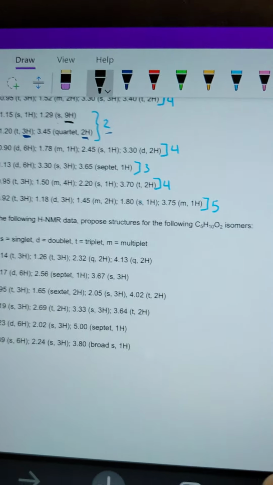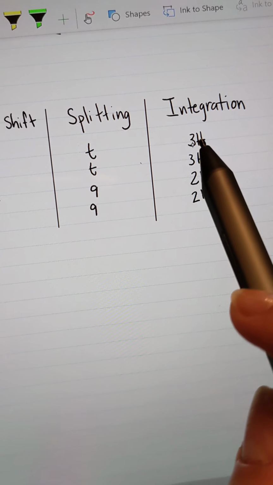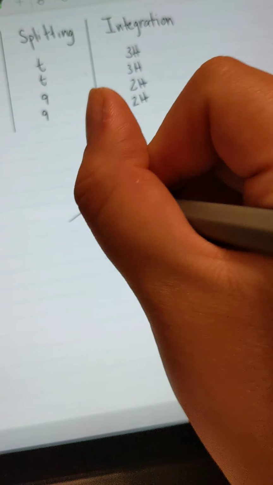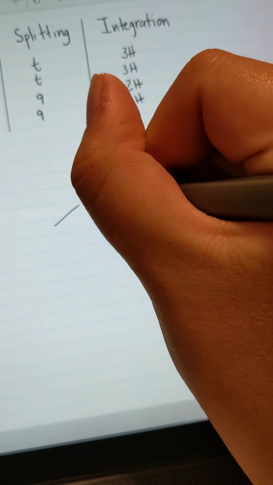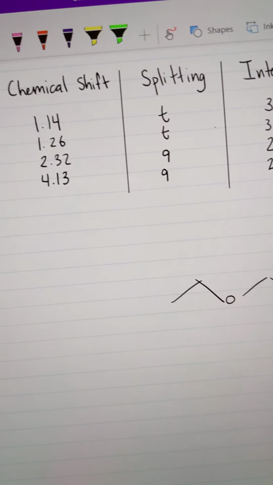So the formula is C5H10O2. Okay, and the first signal is integration of 3 hydrogens with a splitting of a triplet. So this is just going based off of a wild guess. I'm gonna say that it's something, maybe not like that. Something like this, and then I'm gonna try to fix it from there.